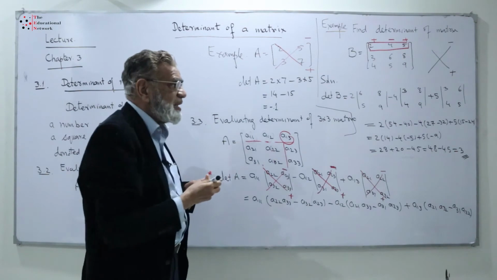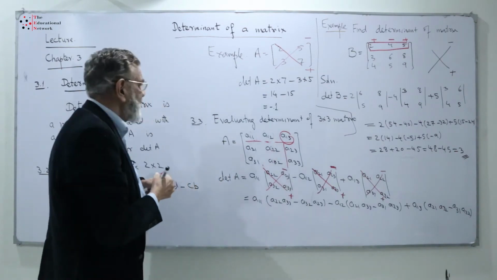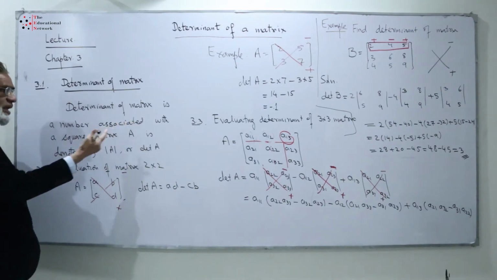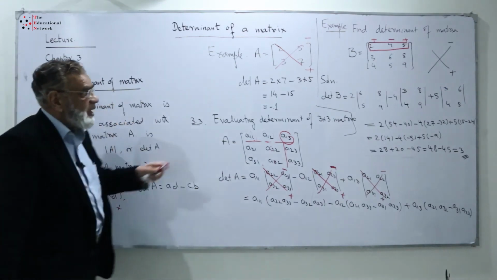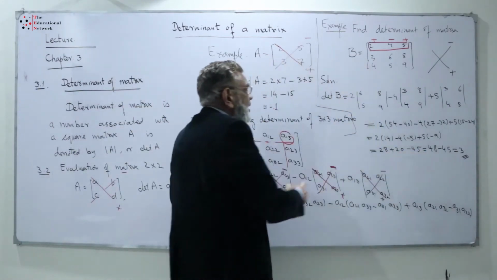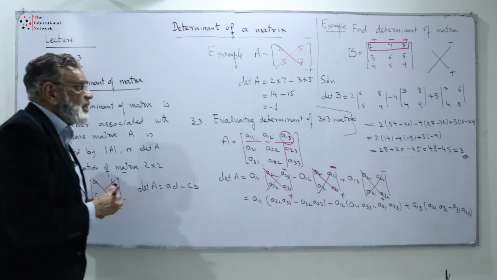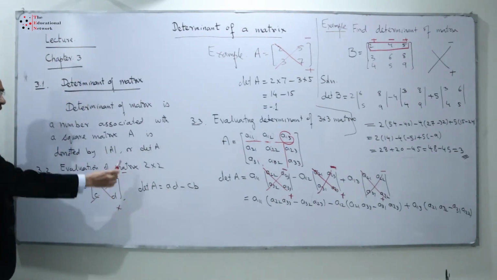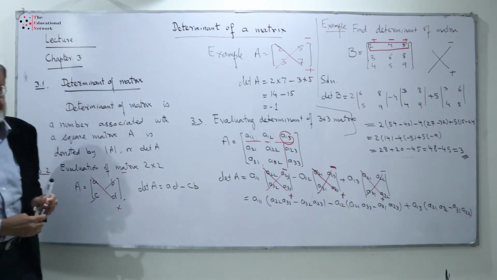So 3 is the determinant of the matrix B. So this is a real number, as I said. The determinant is a number associated with the square matrix. Here the value of this one was equal to minus 1. Here we get the value equal to 3. That's how we can calculate the determinant of a matrix which is 2 by 2. Simply the formula is to multiply here with plus sign, multiply here with minus sign.